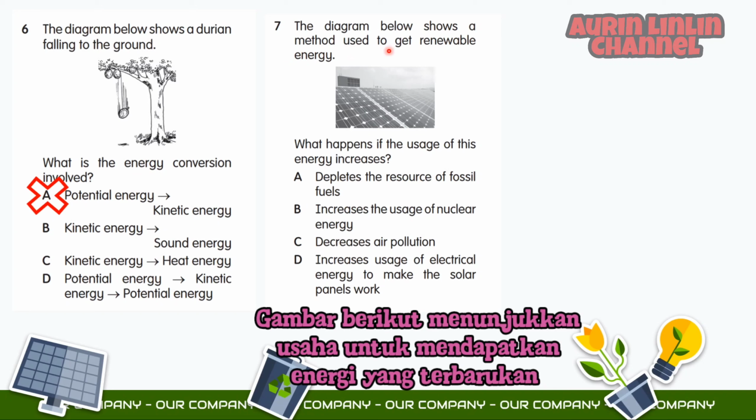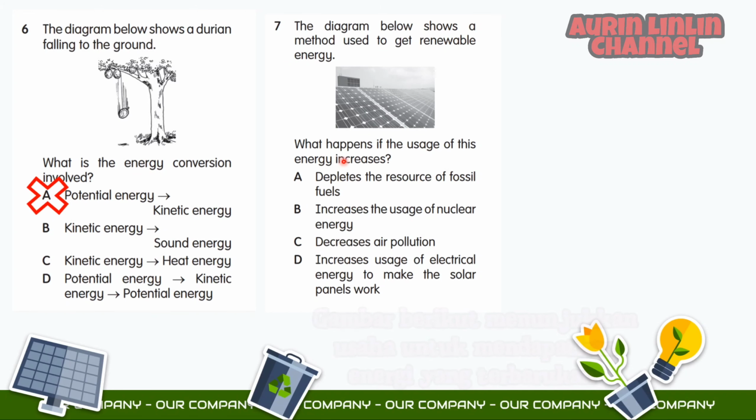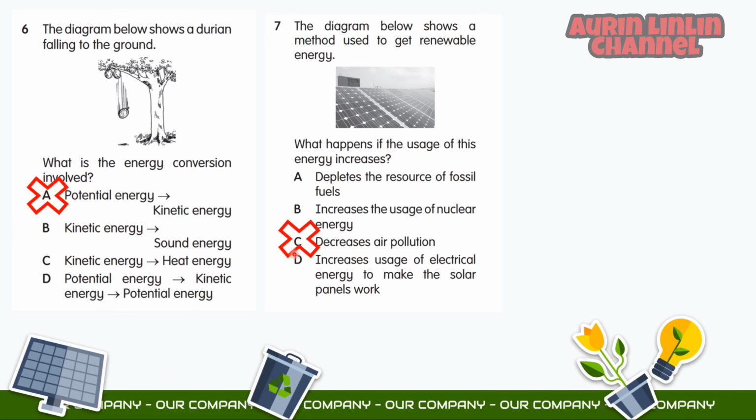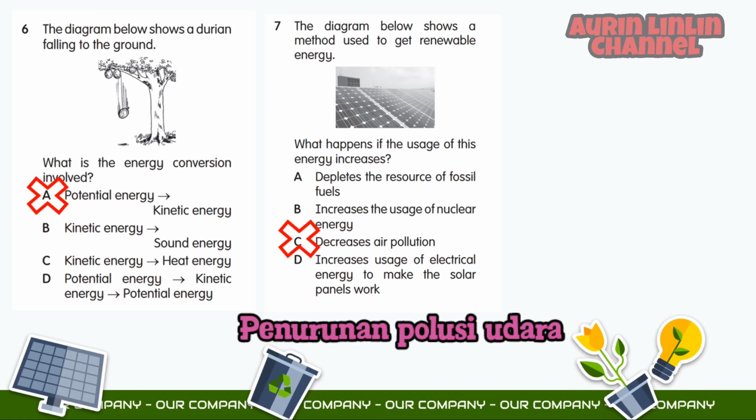Number 7. The diagram below shows a method used to get renewable energy. What happens if the usage of this energy increases? And the answer is C. Decreases air pollution.